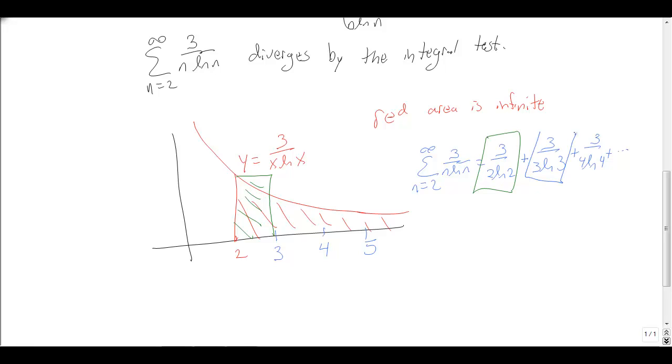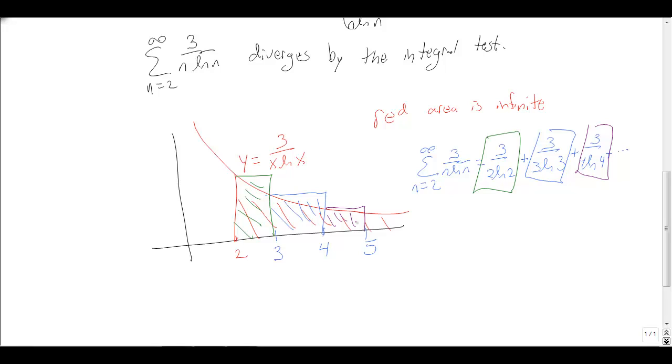This next term, 3 over 3 natural log 3, would be really this second rectangle's area. The height of this rectangle is plug in 3 for x in our function. That's right there. And then you just sort of do that. We could get a third term, 3 over 4 natural log 4, would be this rectangle height here. So we get a green plus a blue plus a purple rectangle areas.